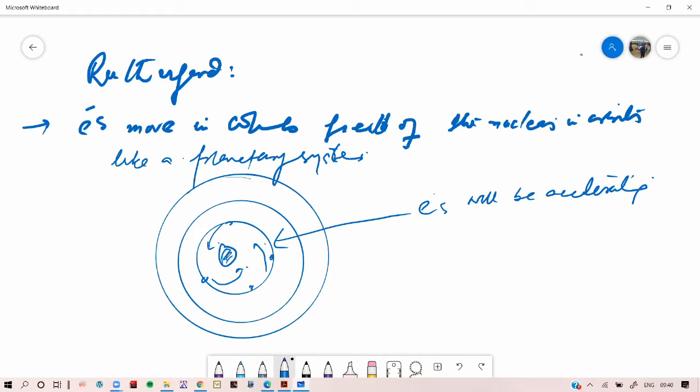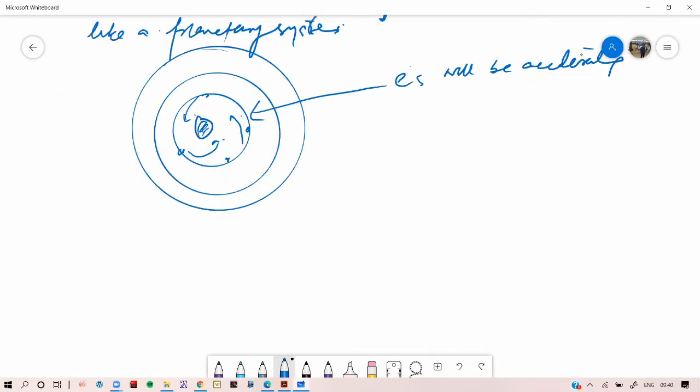Any charged particle which is accelerated will radiate electromagnetic waves. That means they lose energy. This is from classical electrodynamics: any charged particle, if it is accelerated, will emit electromagnetic radiation, electromagnetic waves, and hence it loses energy. Since they are emitting radiation, they are emitting some part of their energy, so they lose this energy.